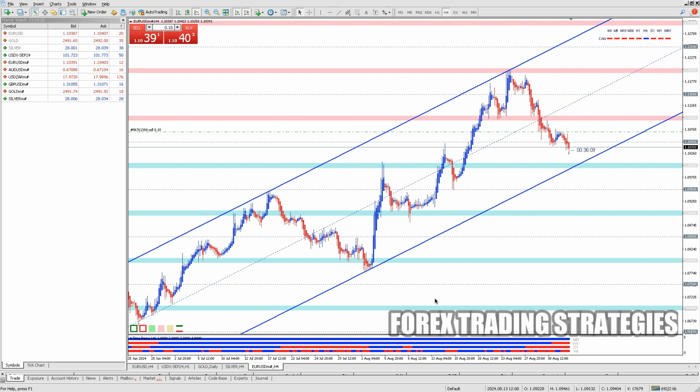By carefully considering these factors and using appropriate risk management techniques, you can choose the optimal lot size for your Forex trading and increase your chances of long-term success.